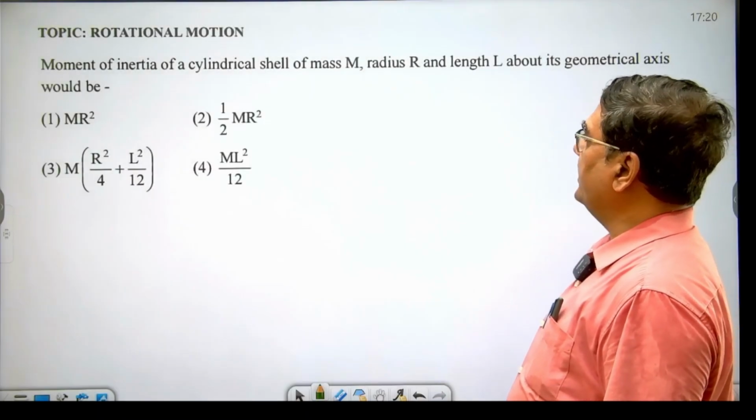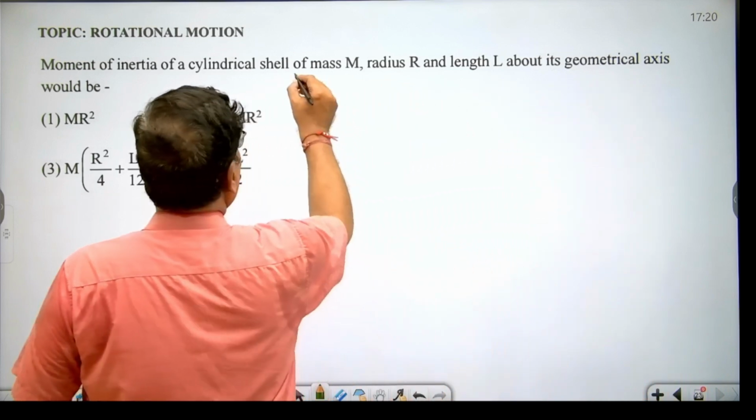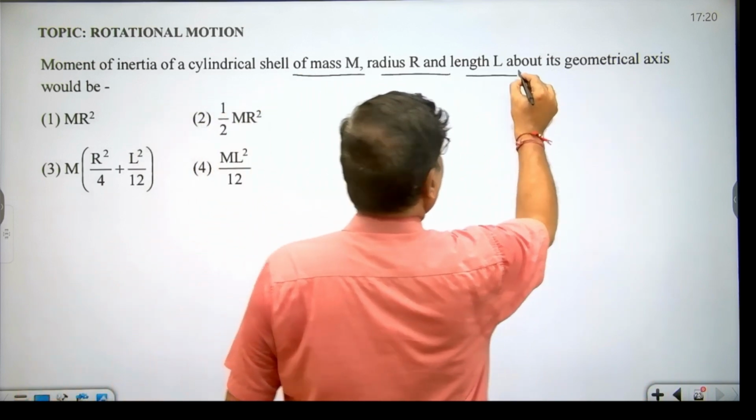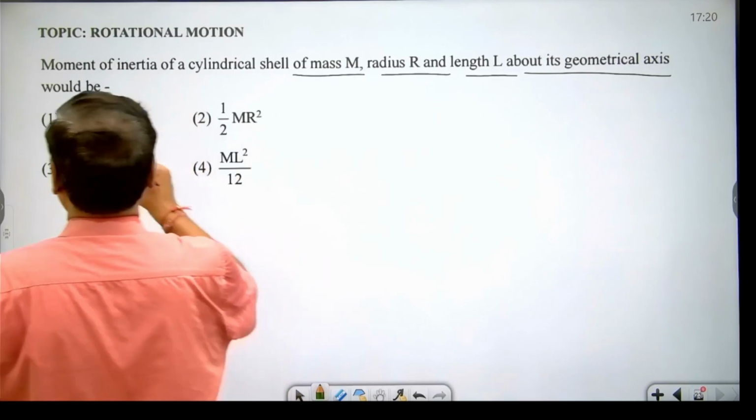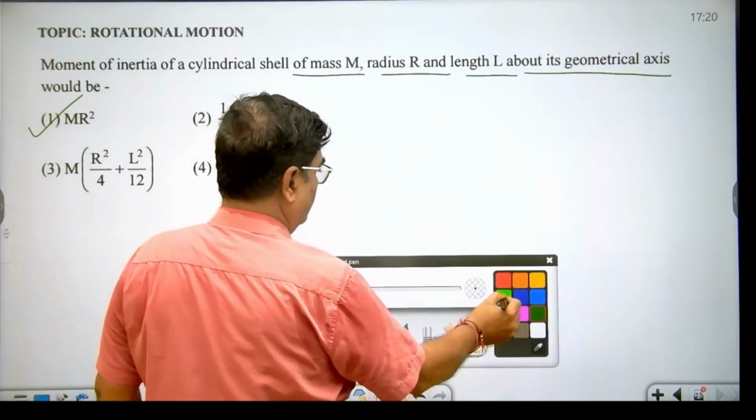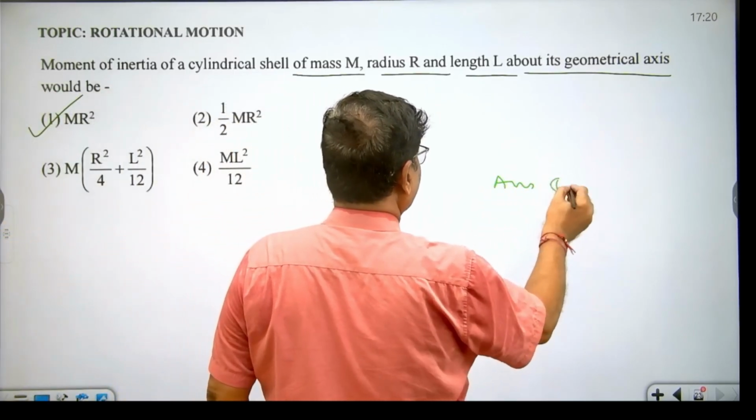Moment of inertia of a cylindrical shell of mass m and radius r and length l about its geometrical axis. This is direct ring, okay, mr square. So out of 4 choices, the correct answer is option 1.